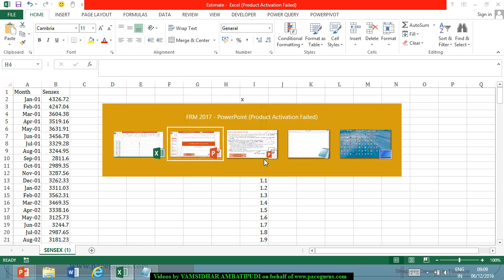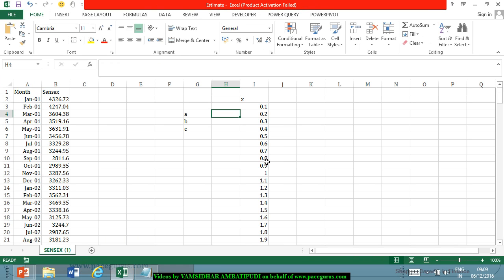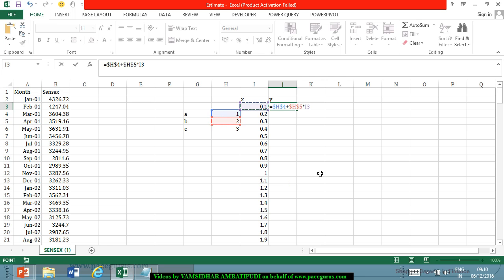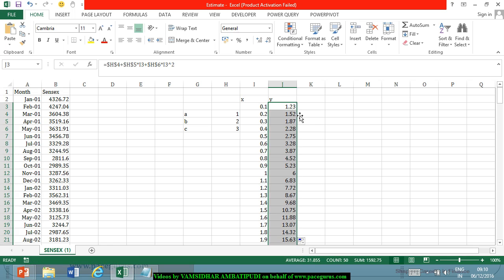So let me take a, b, c, both of them positive. Let me take 1, 2, 3. And now let me take the value of y, which is a plus bx plus cx squared. So I'll take it as a plus b times x plus c times x squared. If I take this, these are the values of y.